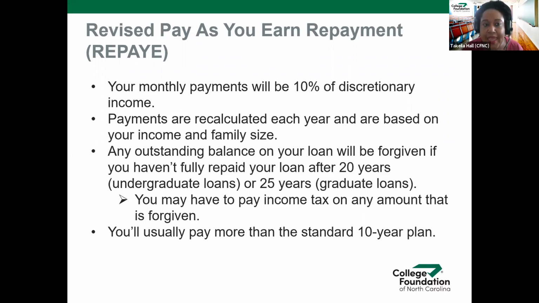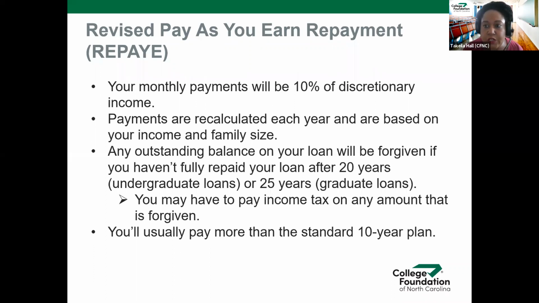Now, we just talked about PAYE, and we're going to talk about the revised plan to PAYE. We call it the Revised Pay As You Earn repayment, so it's referred to as REPAYE. Your monthly payments will be at least 10% of your discretionary income. Again, payments are recalculated each year and are based upon your income and family size. You'll see this is pretty standard for some of these plans. Any outstanding balance on your loan will be forgiven if you haven't fully repaid it after 20 years.